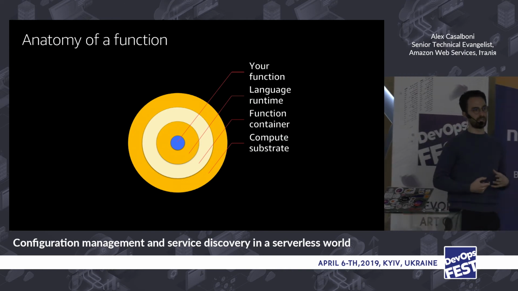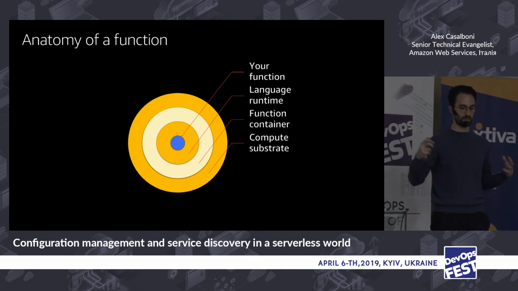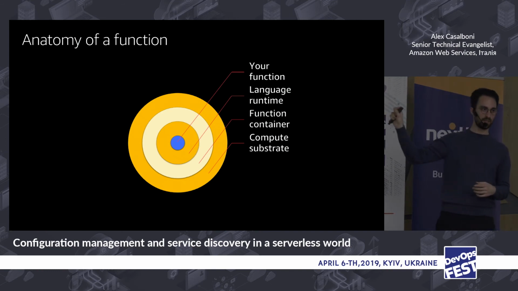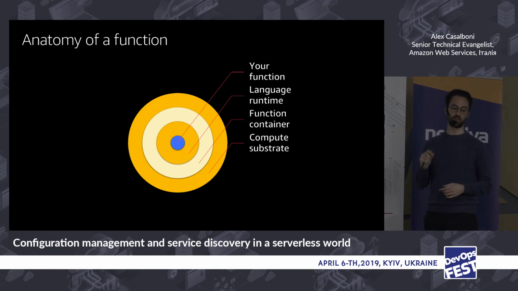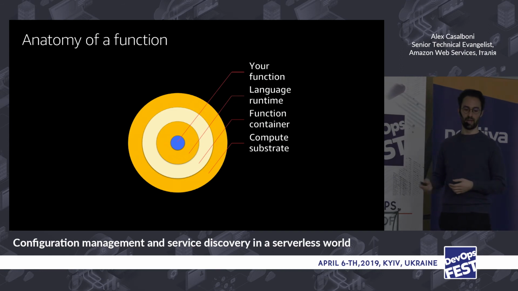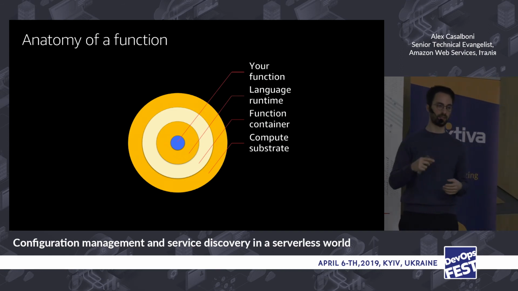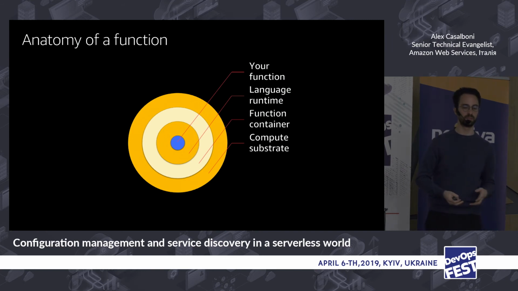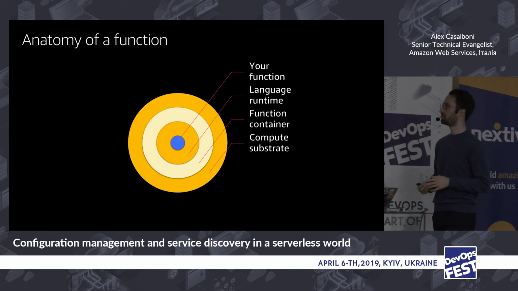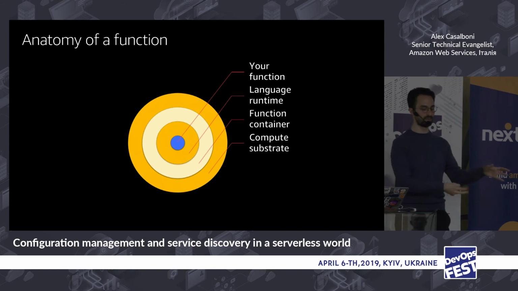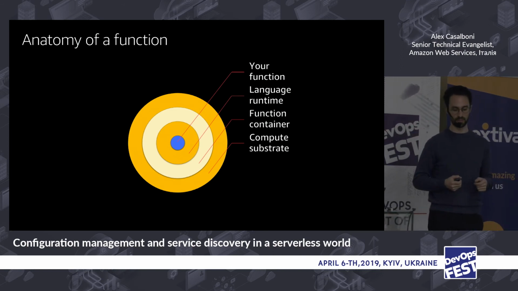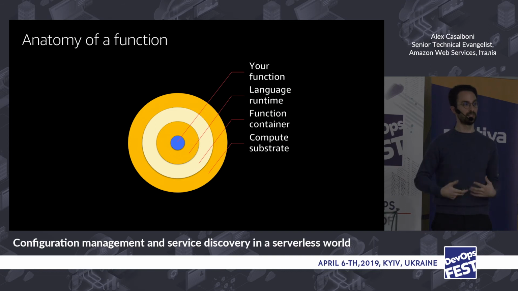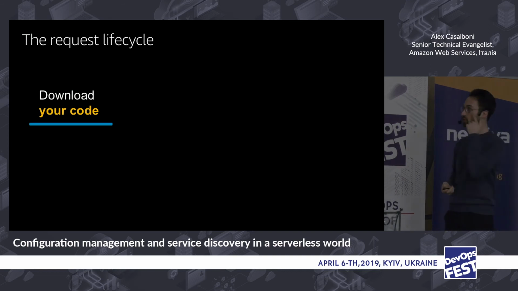So this is the anatomy of your functions. There is something that we handle and something that you provide. The little dot in the center is what you provide. That's your function, your code. Everything around it, the runtime, the environment, the container. It's not actually a container, it's a micro virtual machine. But we can talk about it later. If you have questions about how it works, I can take questions later. And all the huge compute cluster, that's all handled by us. You just provide your function.